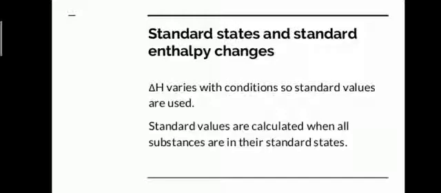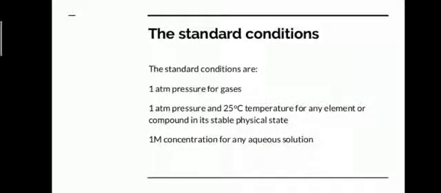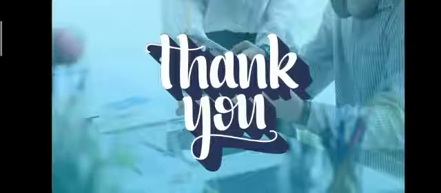Standard states and standard enthalpy changes. Del H varies with conditions, so standard values are used. Standard values are calculated when all the substances are in their standard states, meaning temperature, pressure, volume, energy, enthalpy are all at standard values. The standard conditions are 1 atmospheric pressure for gases, 1 atmospheric pressure and 25 degrees centigrade, that is the optimum temperature for any element or compound in its stable physical state, and 1 molar concentration for any aqueous solution. Thank you so much.